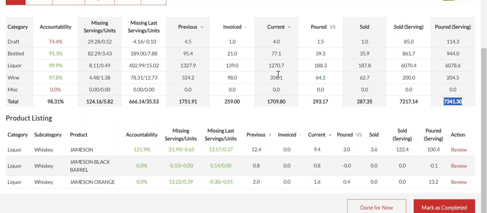So that's how you can turn your raw Heartland point-of-sale data into meaningful insights about the performance of your bartenders and bar to ultimately run a more profitable bar.